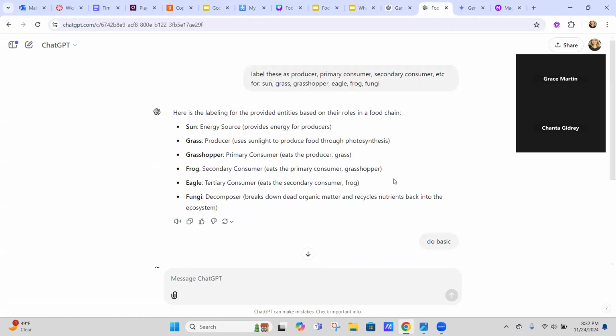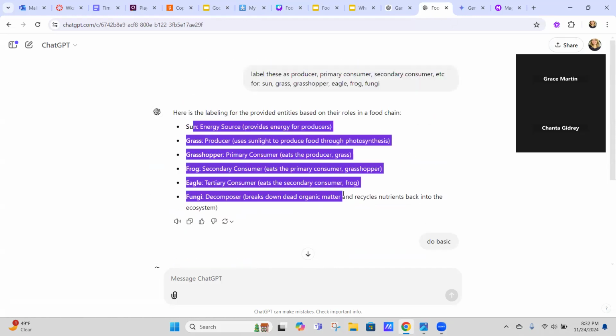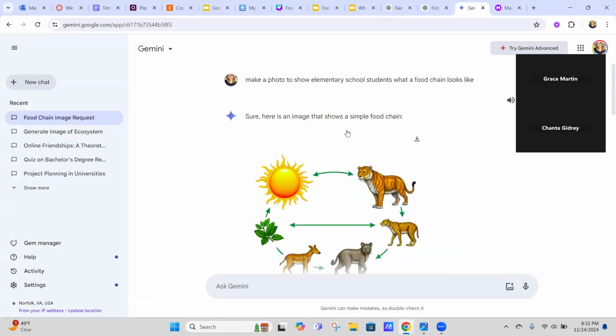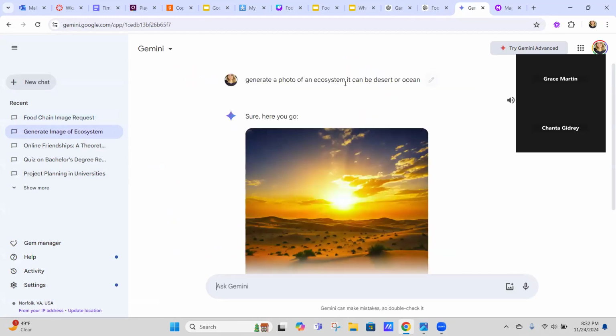Same thing when I was making the drag and drop, I had ChatGPT label the different producer, primary consumer, etc., for the different elements. It gave me all of these, and then I told it to just do it basic, so it simplified it for me. For Gemini, I was asking it to make a photo showing elementary school students what a food chain looks like. And beforehand, this is the one that I had used for the jigsaw puzzle.